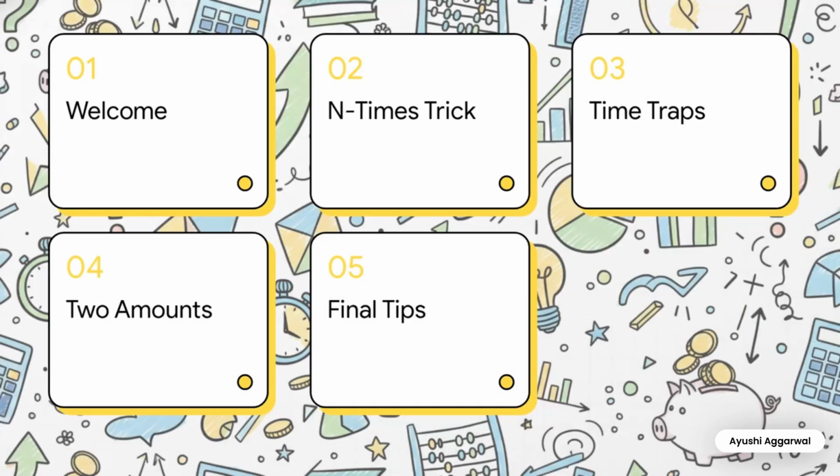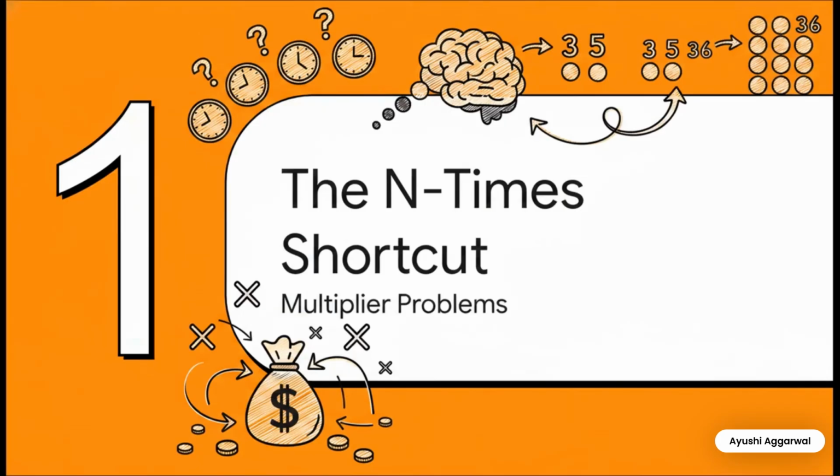जल्दी से देख लेते हैं आज का लेसन प्लान क्या है. First, we'll cover the n times trick for multiply problems. Then, cracking time traps with those tricky calendar dates. After that, the two amounts mystery, and we'll wrap up with some absolutely crucial final exam tips. Let's go! Alright, starting right off with section 1, the n times shortcut.